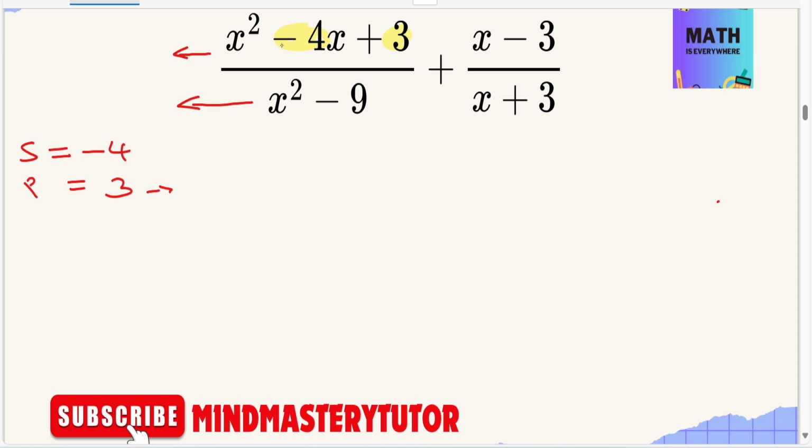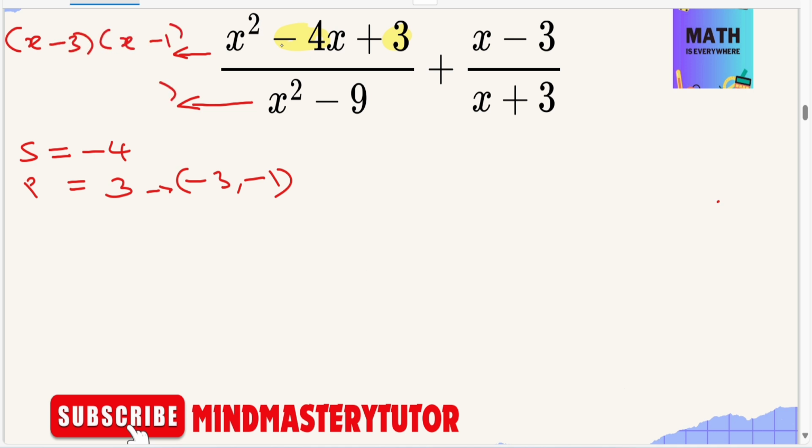Combinations iko nyingi sana, lakini the only combination that satisfy that objective ni negative 1 comma negative 3. So we factorize itakuwa rahisi kwa vile coefficient ya x squared ni 1. So answer yako itakuwa x minus 3 into bracket x minus 1.